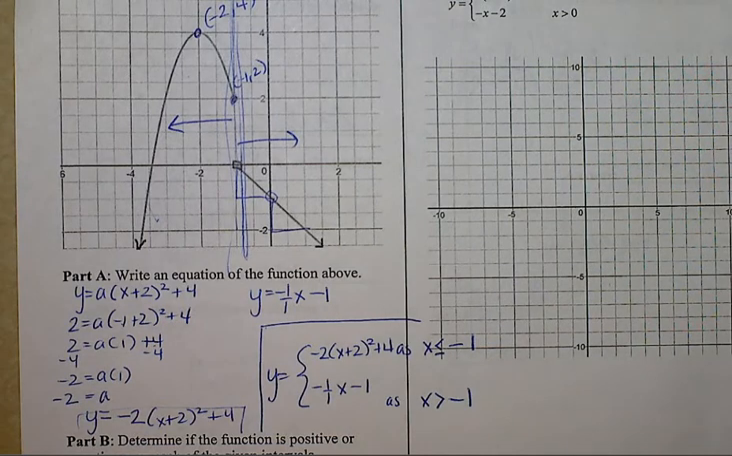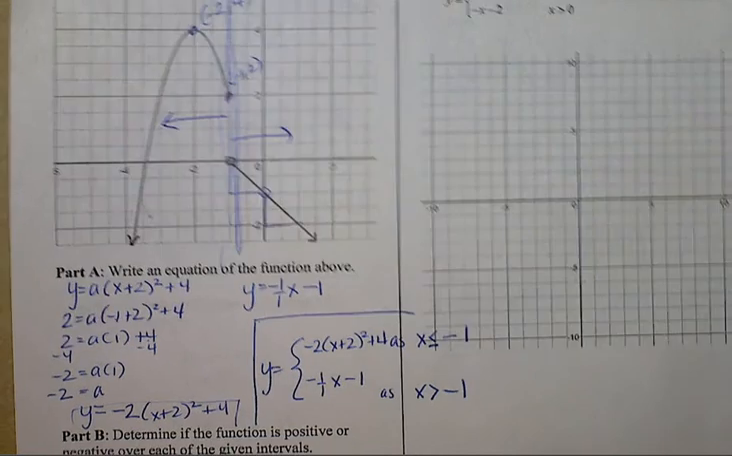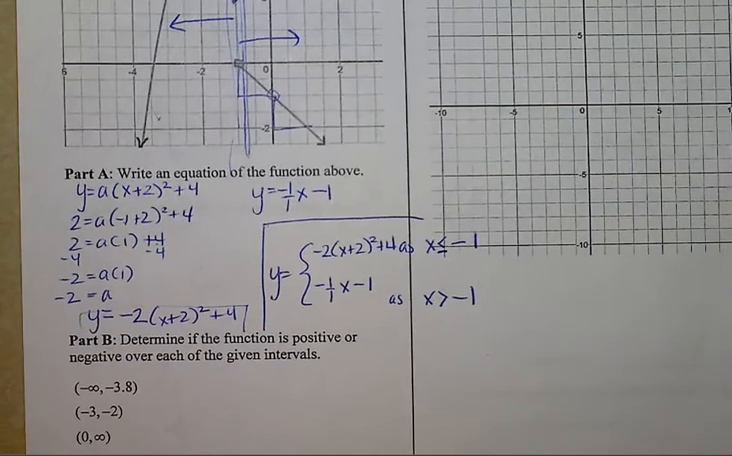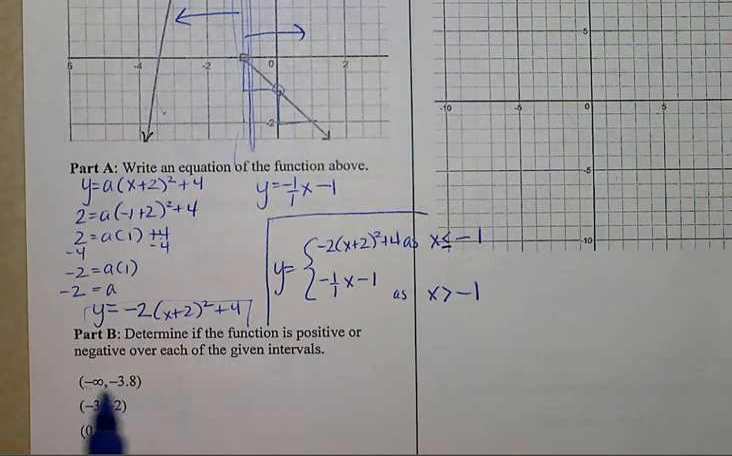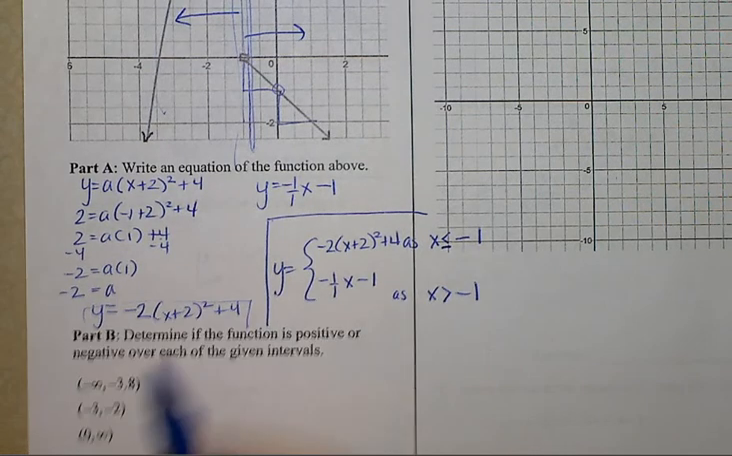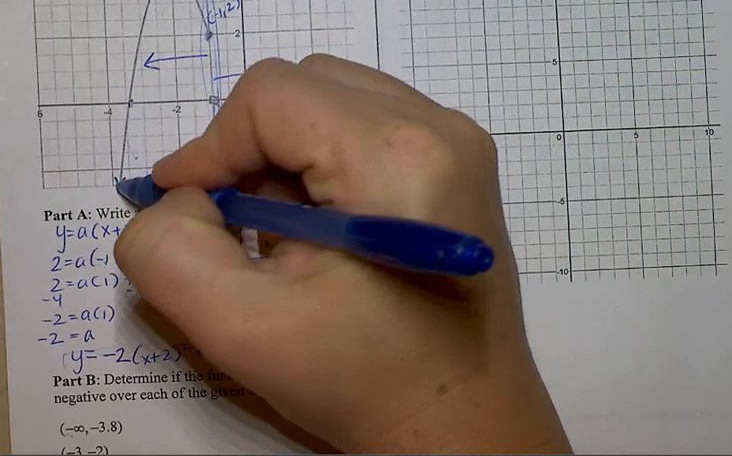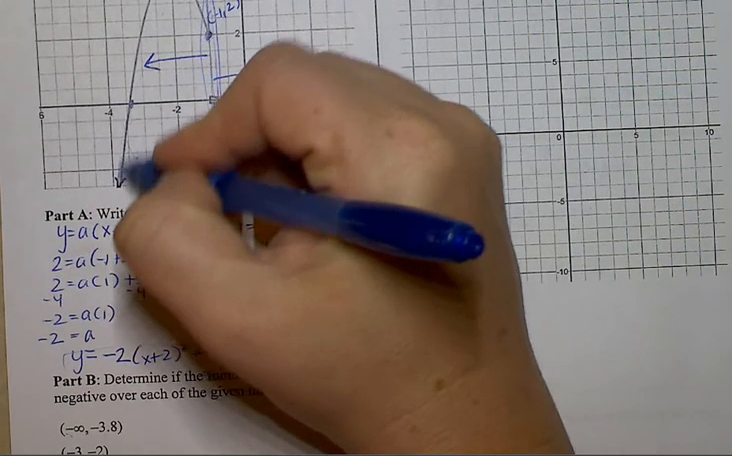Part B, determine if the following intervals are positive or negative. So negative infinity, these are x's, negative infinity to -3.8. So here's -3.8. So negative infinity to -3.8. This would be a negative y value.